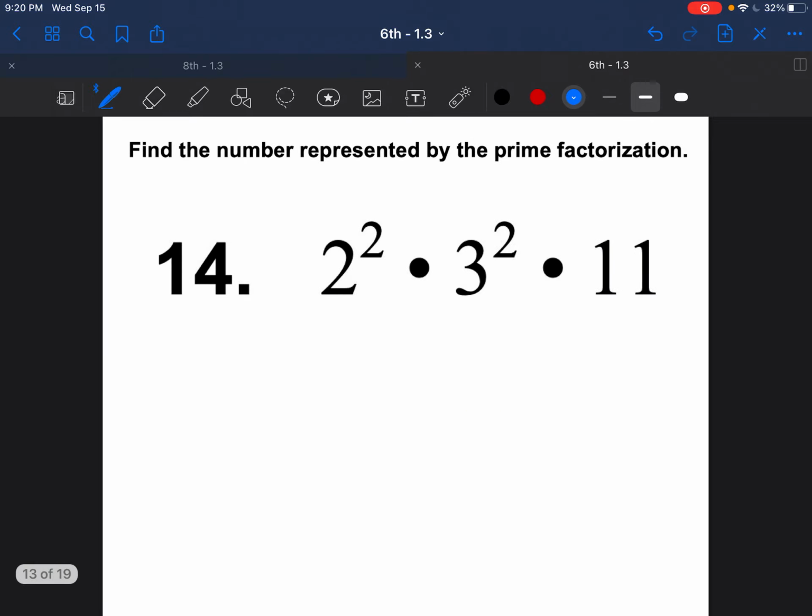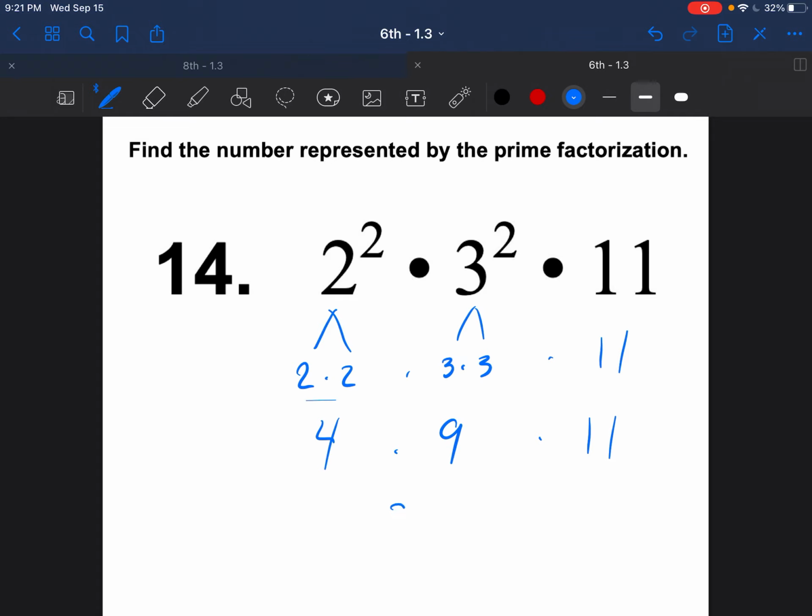Alright, let's try the next one. Number 14. Same steps. Let's write it out. We know that's 2 times 2. We know that's 3 times 3 times 11. Well, let's see. What's 2 times 2? That's 4. 3 times 3 is 9 times 11. Okay. So now let's just multiply. 4 times 9 is 36 times 11.